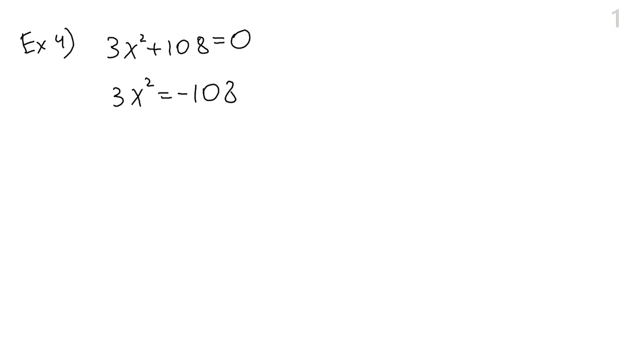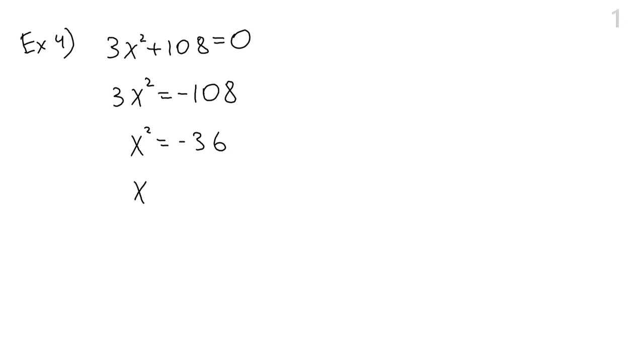In another example where we can use the square root property is this one, 3x squared plus 108 equals 0. It's not yet of the form something squared equals k, but I can put it in that form. If I manipulate 3x squared equals negative 108, then I can divide both sides by 3, and I get x squared equals negative 36.